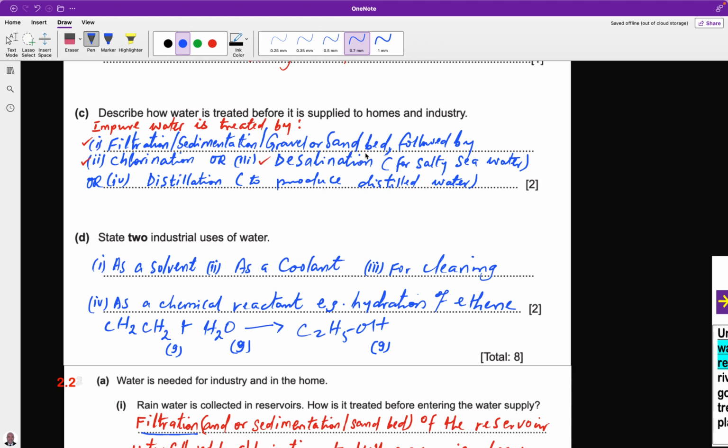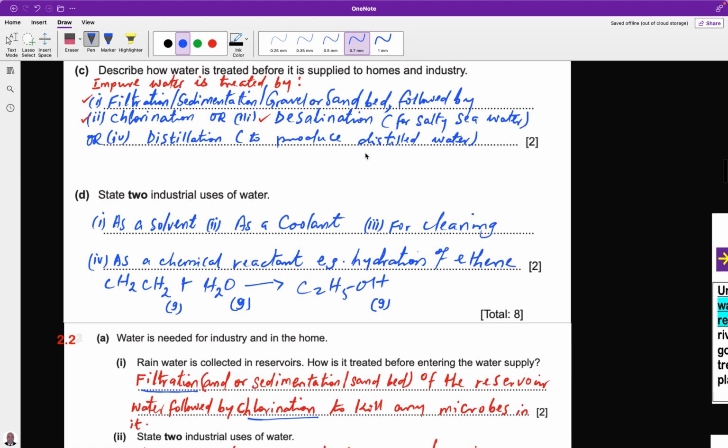So the major points there are filtration, sedimentation, gravel or sandbed. Then the next major point there is chlorination. Then you can add desalination and distillation. Those ones are if it is salty water.